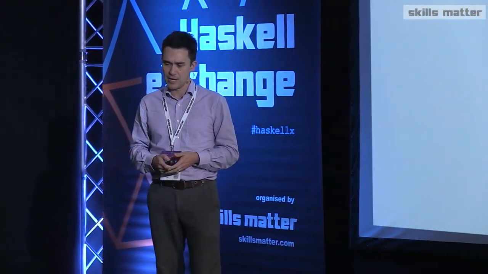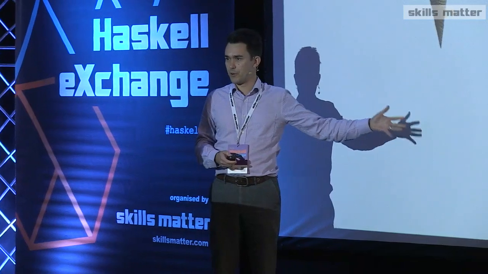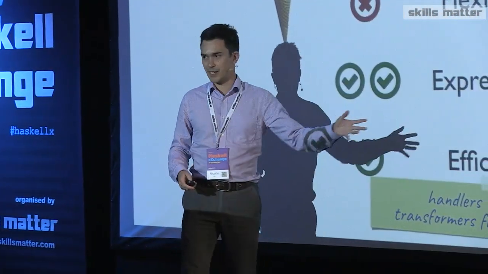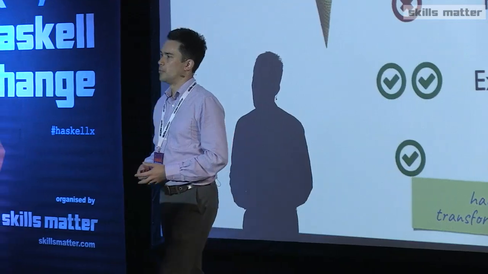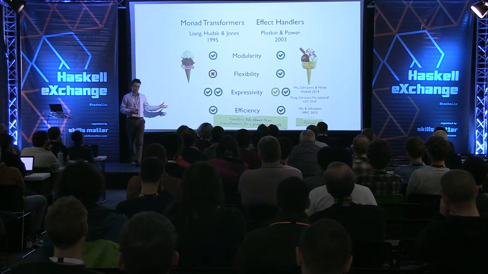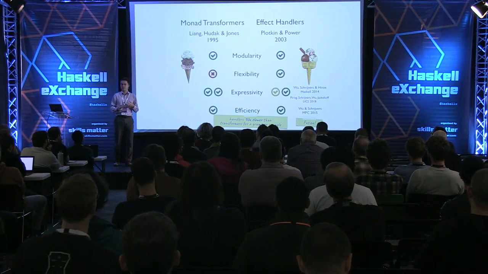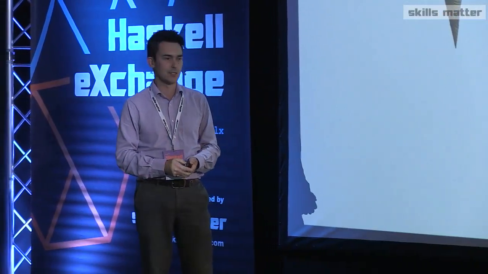In terms of efficiency, initially there were lots of concerns because monad transformers were very efficient if you did things right, but effect handlers were 10 times slower for just a simple example where you're creating a parser and you're parsing things around using an effect stack. So that was very concerning for a long time. It turns out that the answer to that was to fuse the effects together, and in the end, the efficiency of monad transformers is roughly the same as the efficiency of effect handlers. So that was good too.